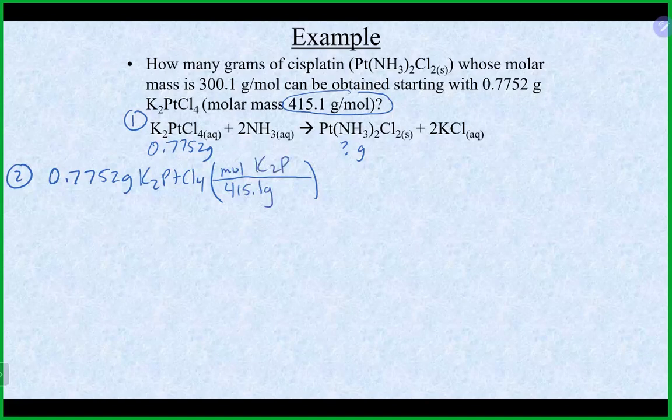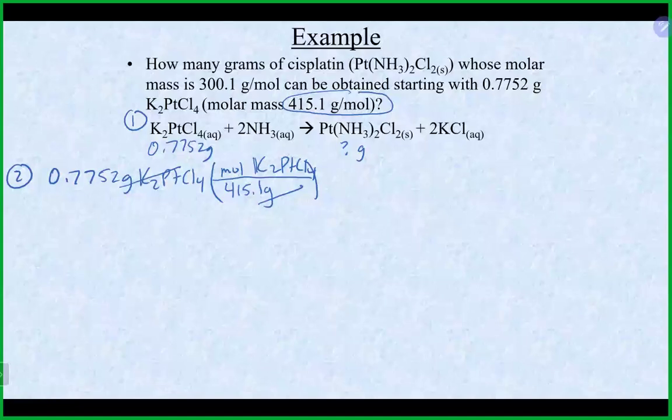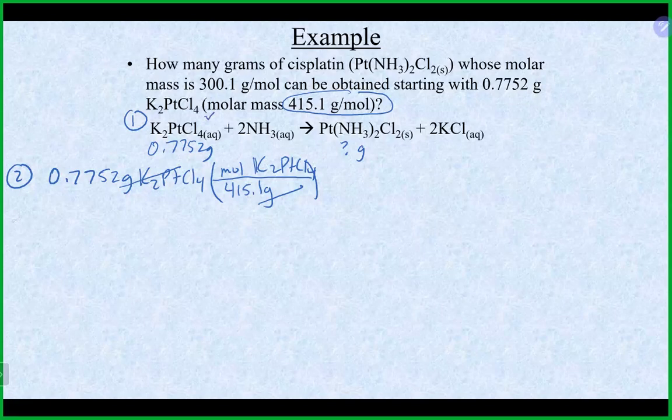And again, the purpose of this first step is to get everybody into moles so that we can do the stoichiometry part of it. Once again, here I'm just going to do it all in one calculation. So at this point, the grams are going to cancel, and we would then have moles of this guy here. That means we're ready to do our stoichiometry step, which is the mole-to-mole relationship. And again, from the equation, we see that for every 1 mole of K2PtCl4, we get 1 mole of our product as well. So a 1-to-1 relationship is always good.